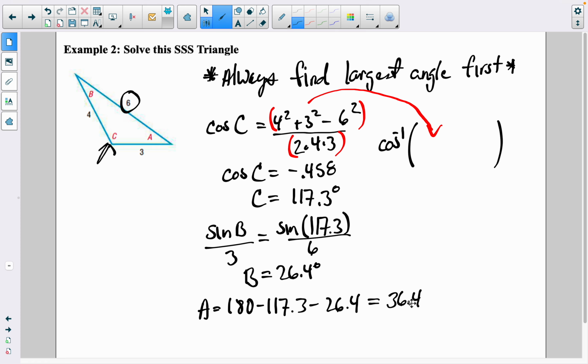And that's going to get you about 36.4. I used the exact values in the calculator to get 36.4. Here it looks like I would be off by a little bit there. So just do a reasonableness check here. Angle C is the largest angle. Angle A should be the next largest, 36.4, and angle B should be the smallest. So reasonableness checks out with this triangle. And so that's how you solve an SSS triangle.